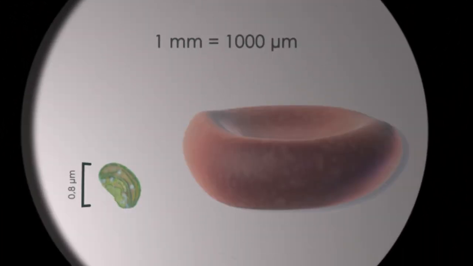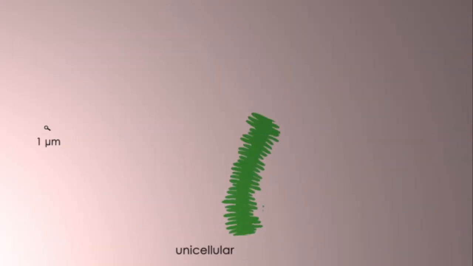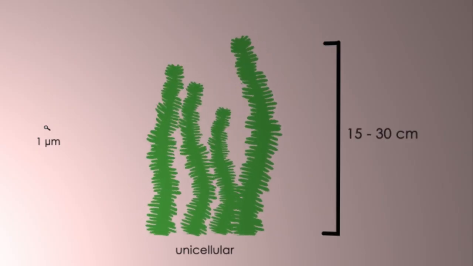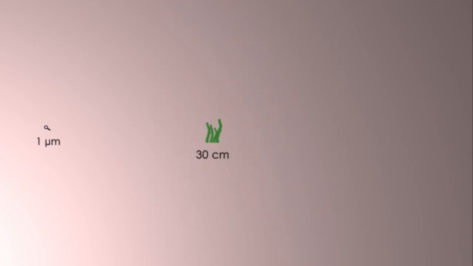Single-celled algae can be smaller than a red blood cell, a few micrometers wide. But they can also be very large. Caulerpa taxifolia, for example, is just a single cell that can grow up to 30 centimeters long.